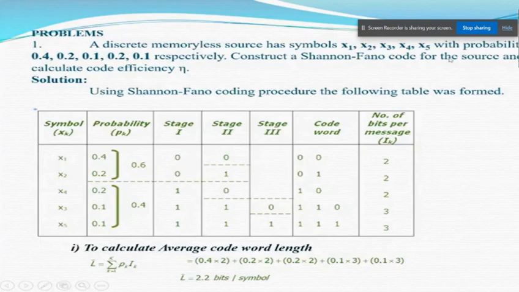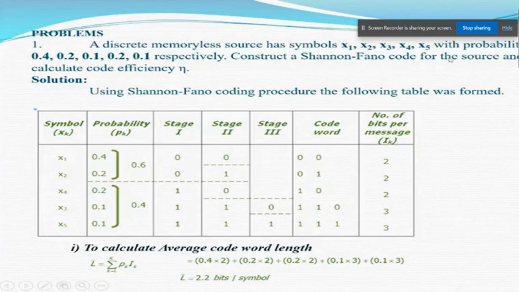By adding all these probabilities, we get their sum as 1. Now in stage 1, we split all the probabilities into two halves with the least difference between them. We split 0.4 and 0.2 as one set and 0.2, 0.1, 0.1 as another set. We assign the upper set zeros and the lower set ones. In stage 2, we assign 0 and 1 within the upper set, which had 0 in stage 1, and we split the lower set into an upper set and a lower set again, assigning 0 for the upper set and 1 for the lower set.